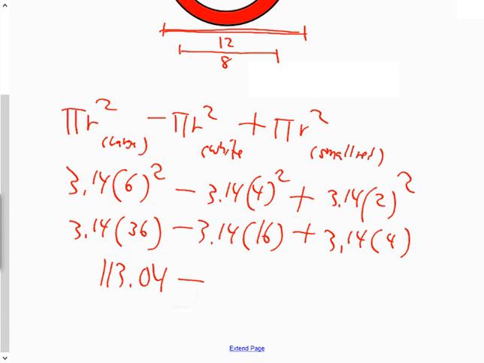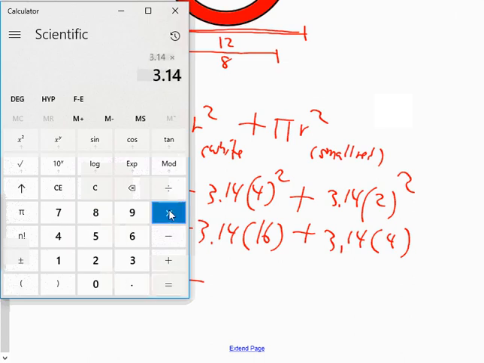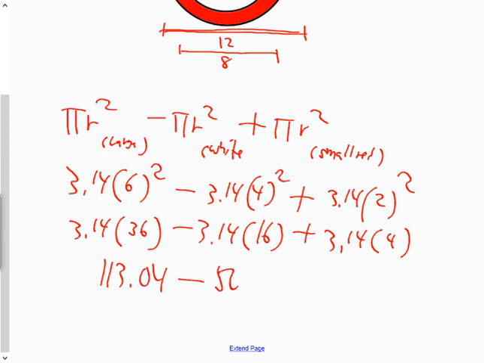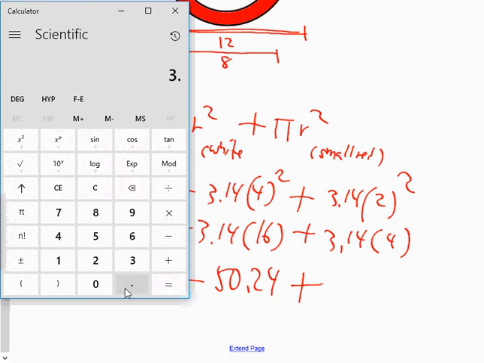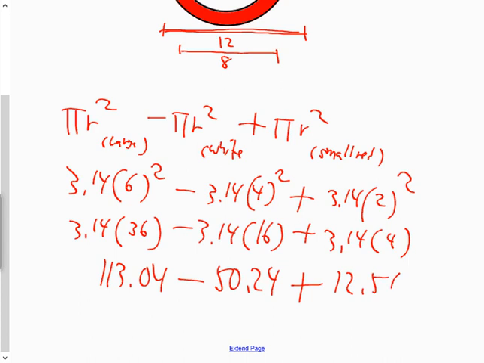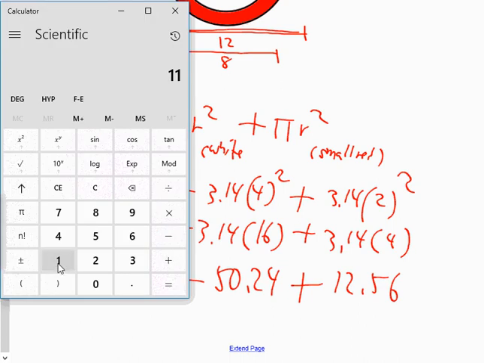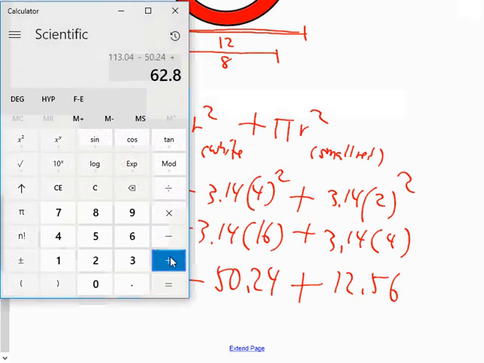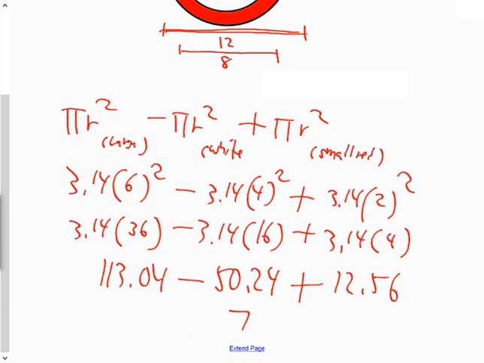Take away 3.14 multiplied by 16. It's 50.24. Plus 3.14 times 4, which is 12.56. Okay, so the large red circle, take away the full white circle plus the additional red circle in the middle. Do all this on a calculator. So 113.04, take away 50.24, plus 12.56. Our final answer is 75.36.